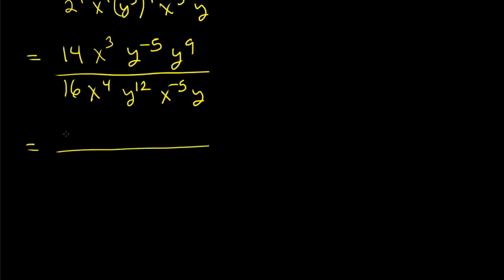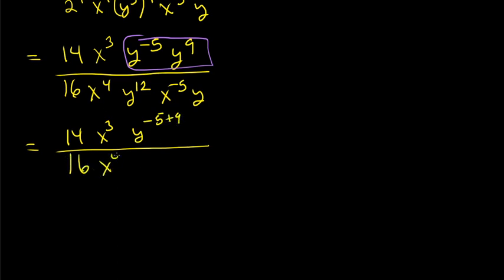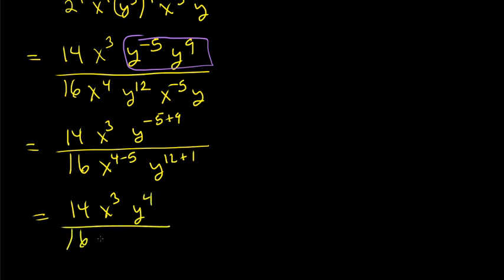All right, so we have 14, right? x to the 3. And then notice what we can do with y to the negative 5 times y to the 9. We can add the exponents to make it y to the power negative 5 plus 9, right? And then in the denominator, we have x to the 4 minus 5 times y to the 12 plus 1. So 14x cubed, y to the 4, over 16, x to the negative 1, y to the 13. Okay, so far?